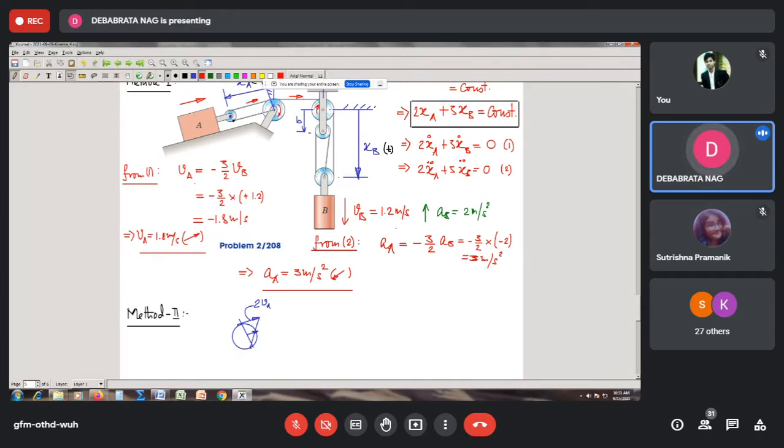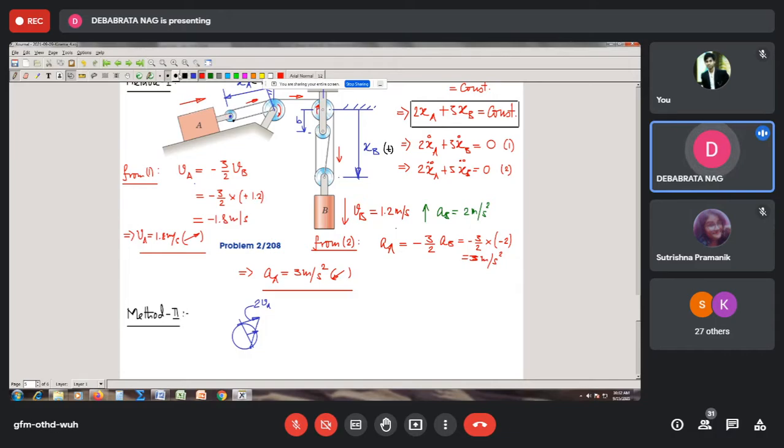So if the string is like that, then this string is going in the downward direction. And we note that if this is going in the downward direction, now I do not know the sense of rotation of this pulley. It might go in this direction or it might go in this direction, but it is being given that the center of this pulley is moving in the downward direction, because the velocity is given in the downward direction.